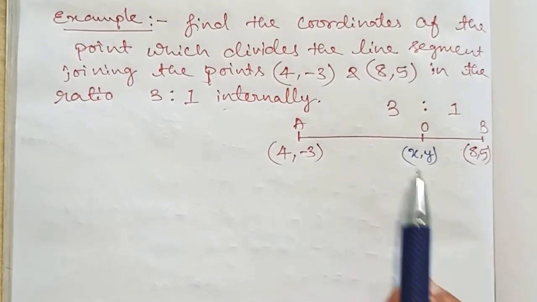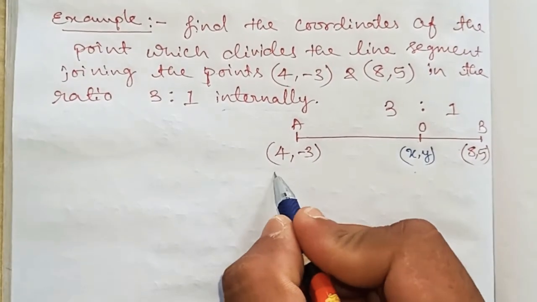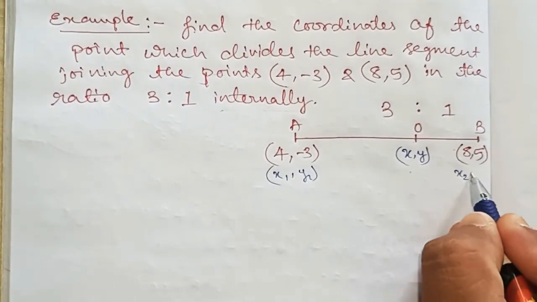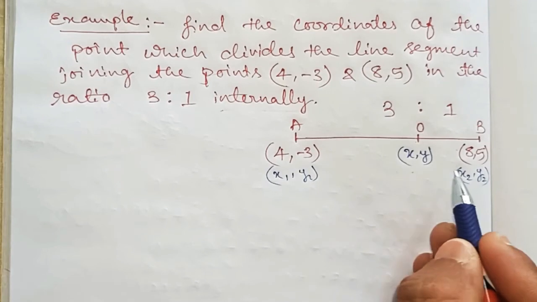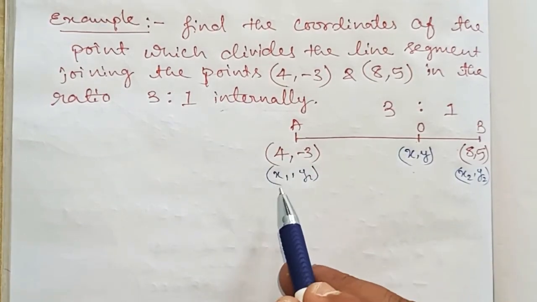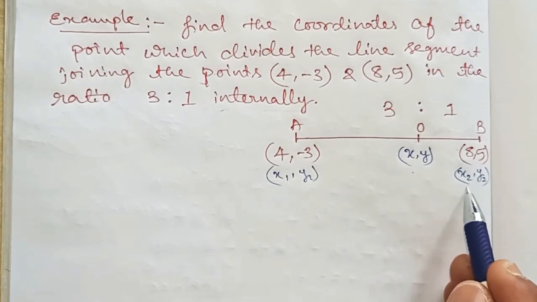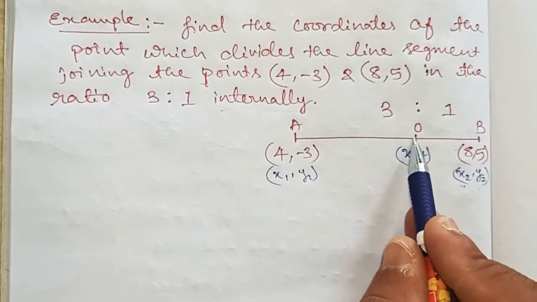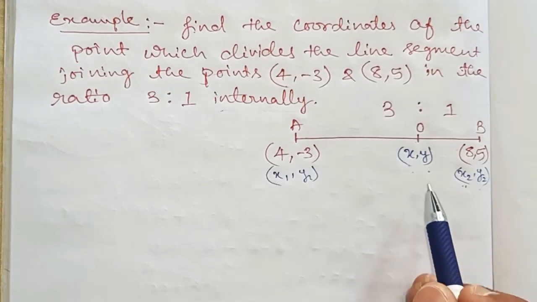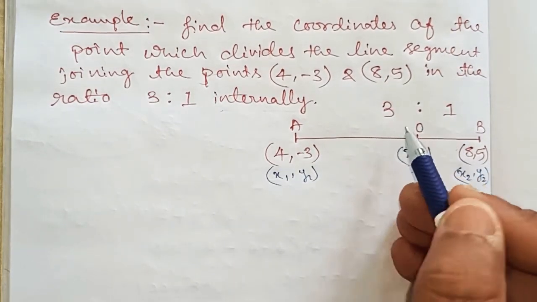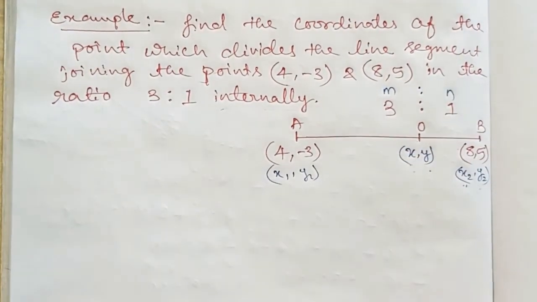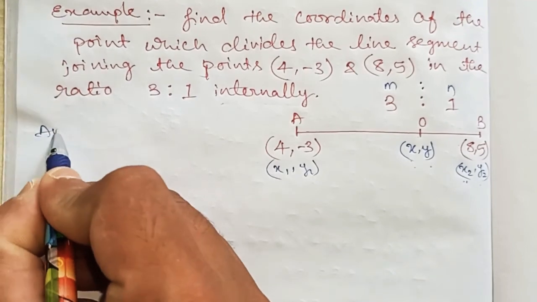Remember one thing, most important: always take the first coordinate as x1 y1 and the last coordinate as x2 y2. Never interchange the values of the coordinates. The first coordinate will always be x1 y1, the last coordinate x2 y2, and the dividing coordinate x y. According to this you can solve any question, and the ratio is m:n. Now we will solve the question.